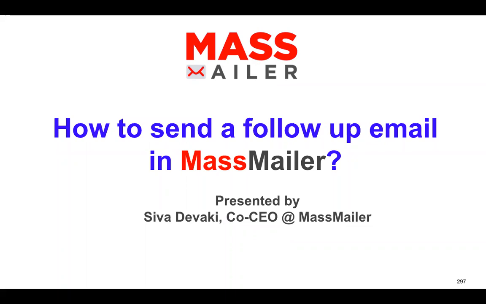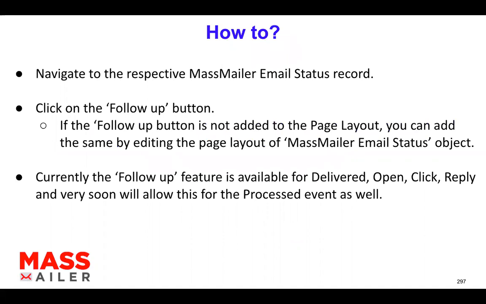So it's very simple. How do you do that? All you need to do is just go to the respective MassMailer email status record, and you would see a follow-up button on the page layout. If you're in the older versions of MassMailer, you may not find this button. If you don't find that, all you need to do is just edit that page layout of the MassMailer email status object, and then just add the follow-up button both into the classic and also the lightning page layouts. That's as simple as that.